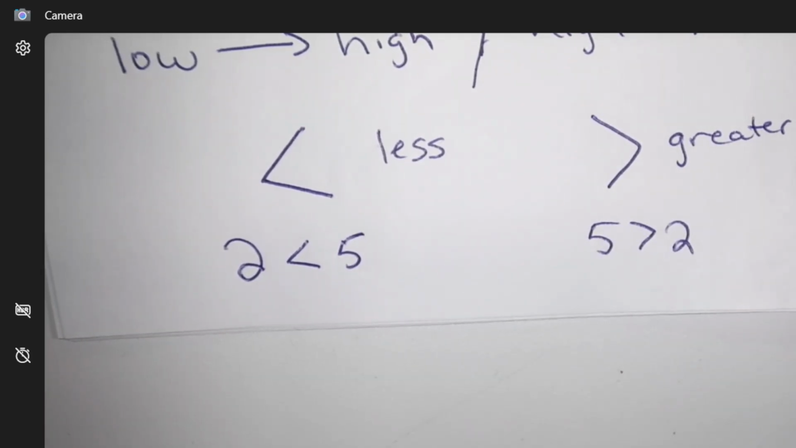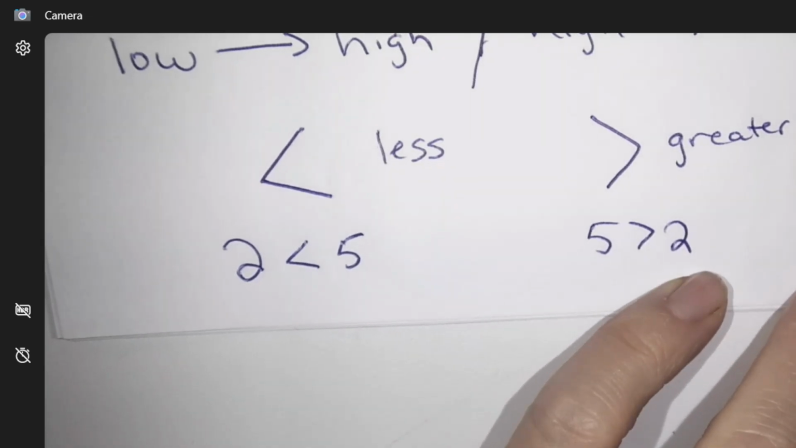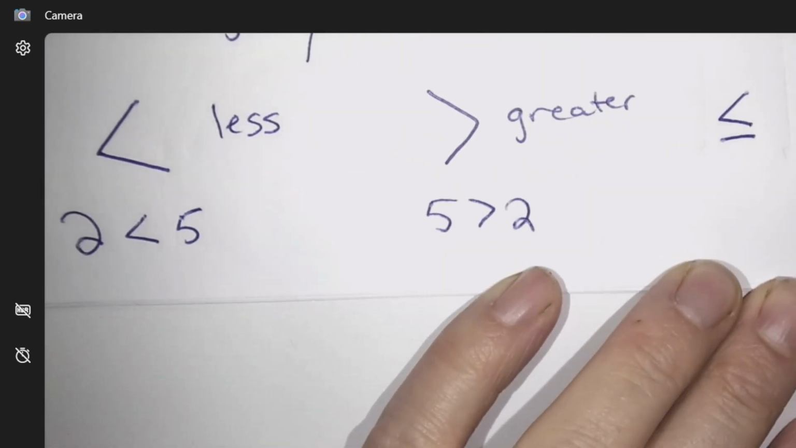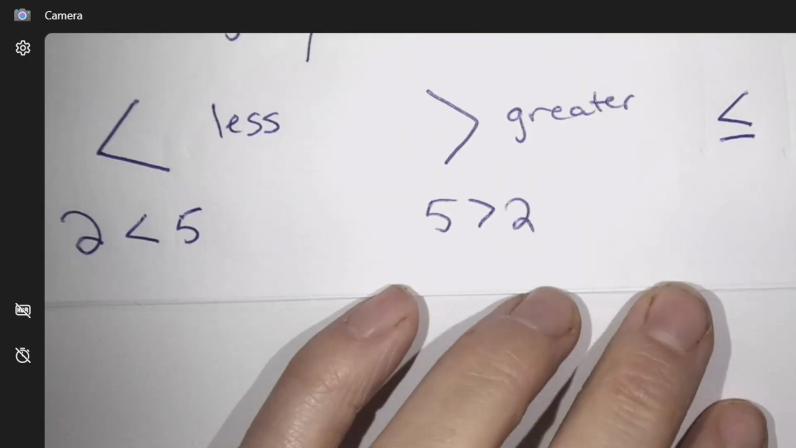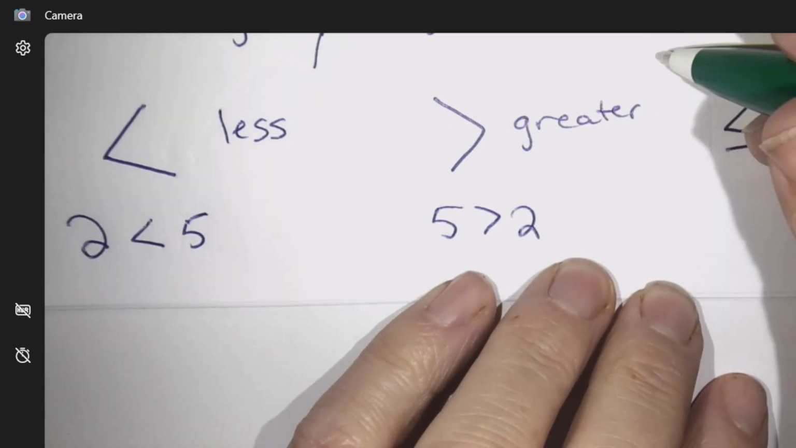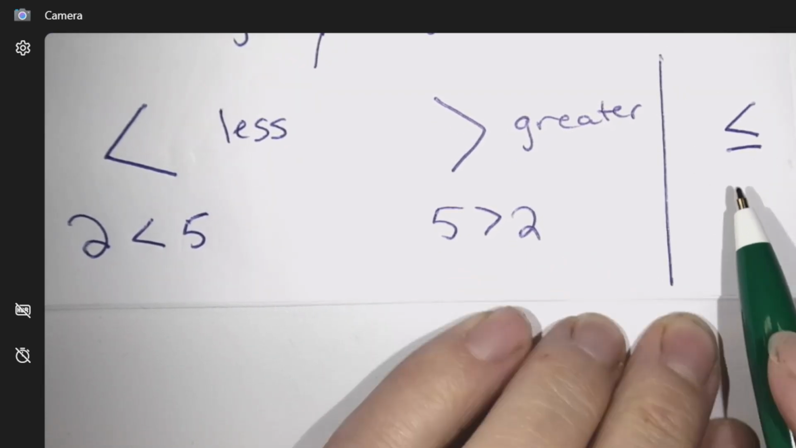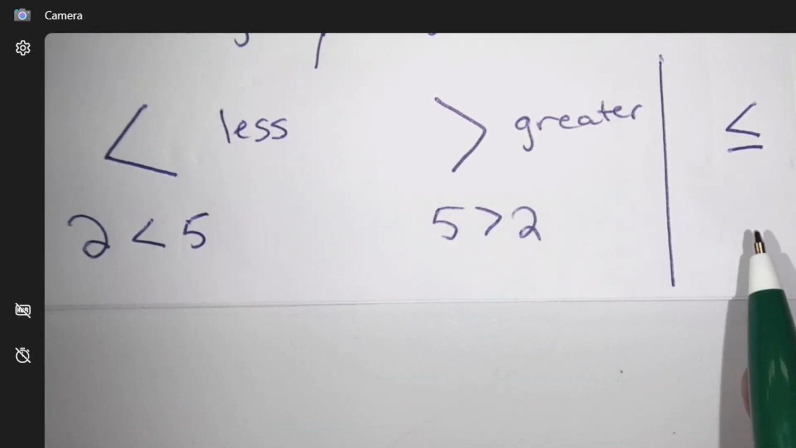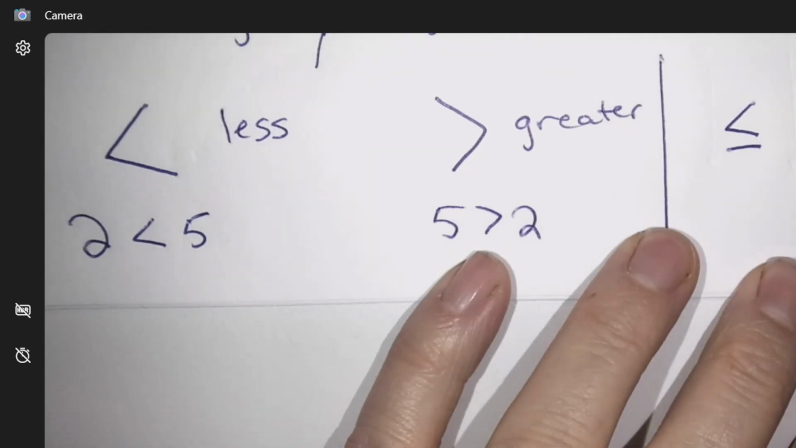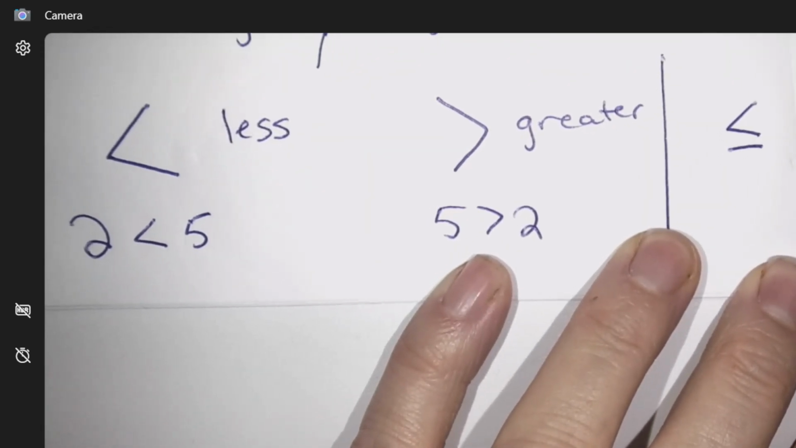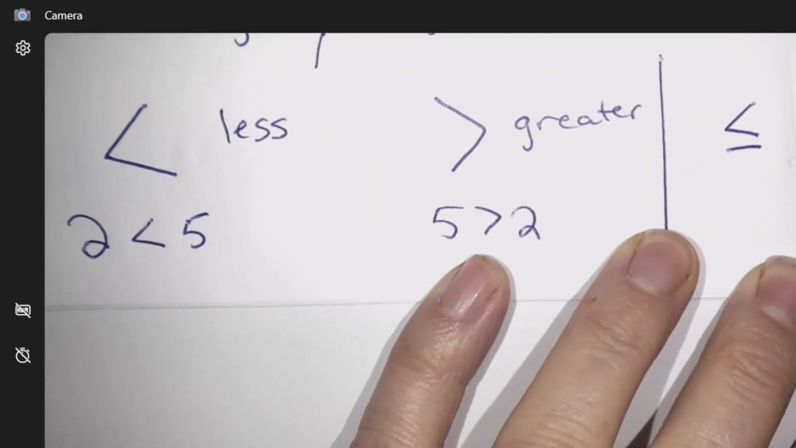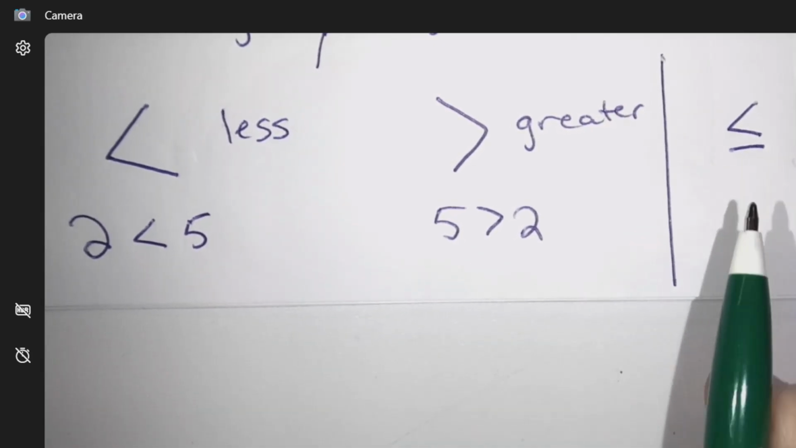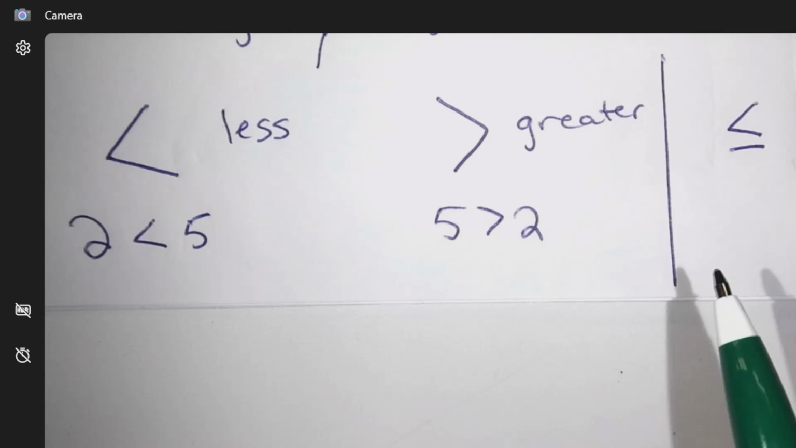Do you know what this means if I add something like that to it? Have you ever learned that one? Less than or equal to. So just adding that line under it means you could also be equal to it.